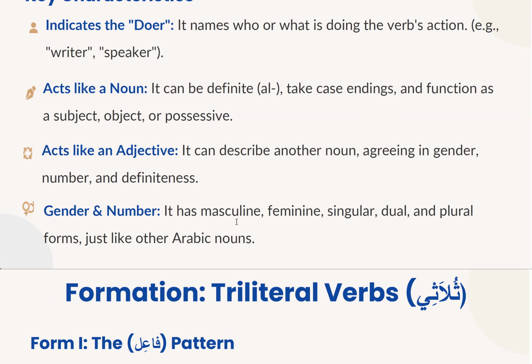For example, when you bring the Ism Fāʿil katib, the one who writes, you can make it feminine by adding a ta marbuta, katiba. Singular is katib, dual is katibani, and the plural is katibuna or katibat. So just like every other Arabic noun, you can change its gender and number.